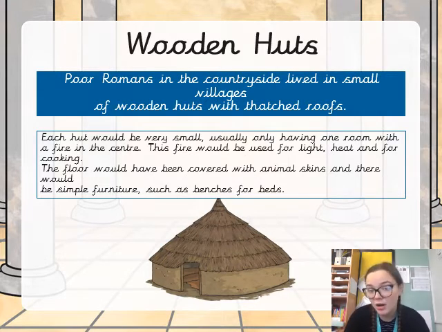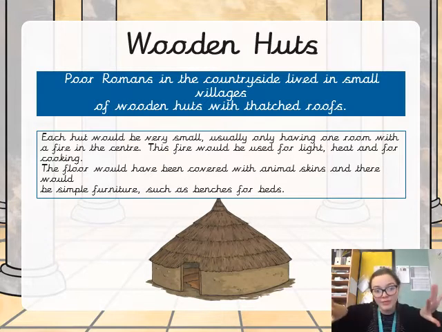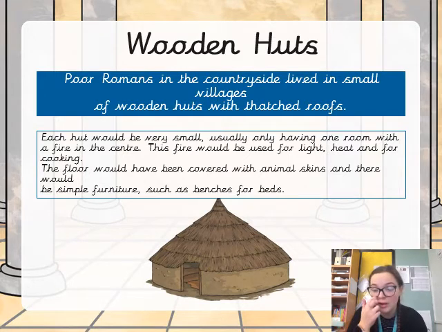Each hut is very small. It usually only had one room with a fire in the middle to help warm everything up. The fire would be used for light, because they didn't have lights like we do. It'd be used for heat to keep them warm, and it would be used for cooking. So any cooking that they did, they did on this fire in the middle of their house. The floor would have been covered with animal skins, and there would be simple furniture such as benches for beds.